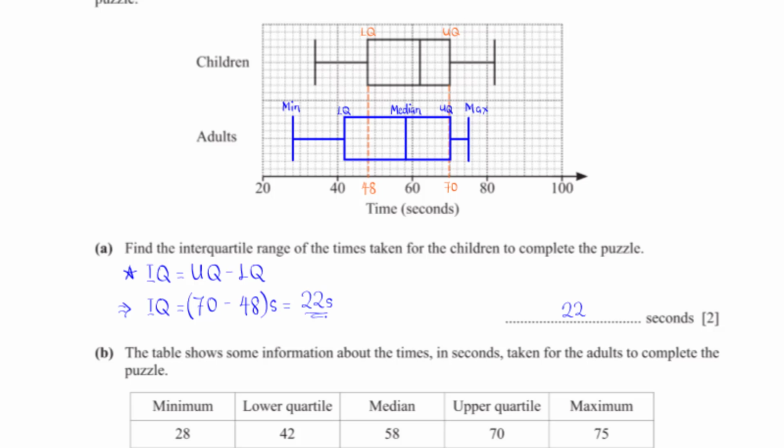From the table, the minimum value is 28 seconds and the maximum value is 75 seconds. And so we will plot these as the whiskers of our box and whisker plots.